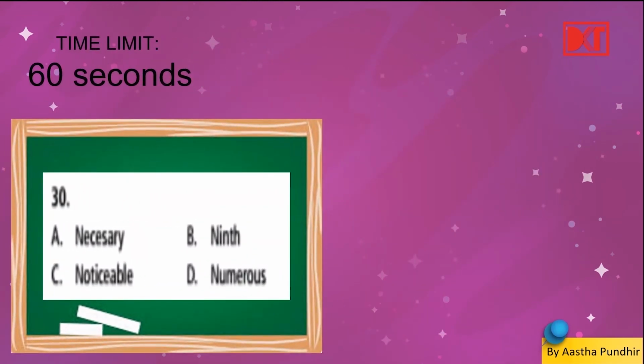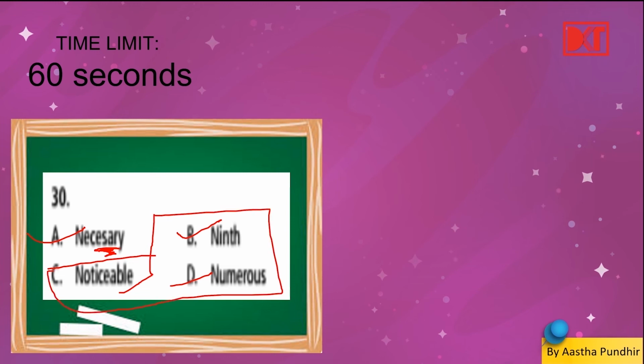Okay, so here the misspelled word is necessary. For necessary, the spelling is N-E-C-E-double-S, not a single S, double S-A-R-Y. Other words like ninth, numerous, noticeable, all of these are correctly spelled.